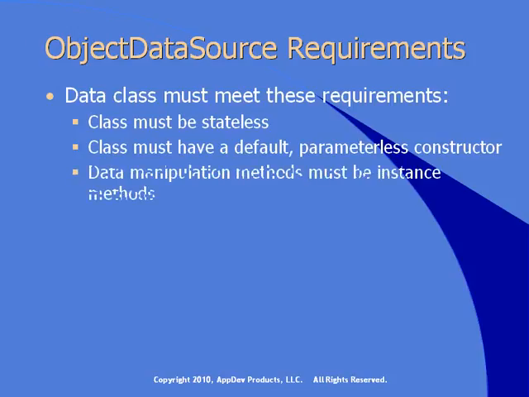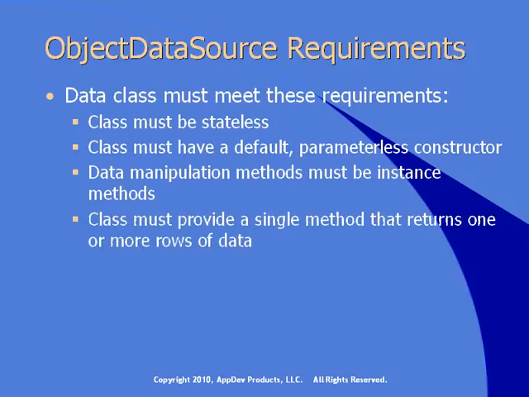The data manipulation methods must be instance methods, but I've got to tell you, that's what the documentation says, but in my experience it worked fine if the methods were static or, in VB, shared. It didn't really seem to matter, but you might do some testing. The documentation says they must be instance methods. And the class must provide at least a single method that returns one or more rows of data. If your goal is to work with data, you need some way to get that data.